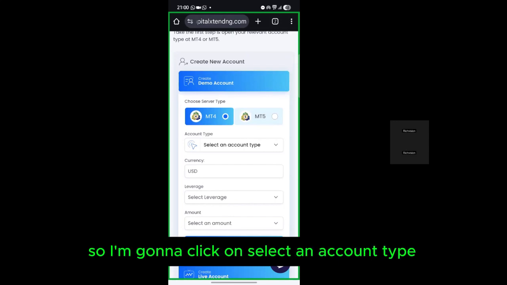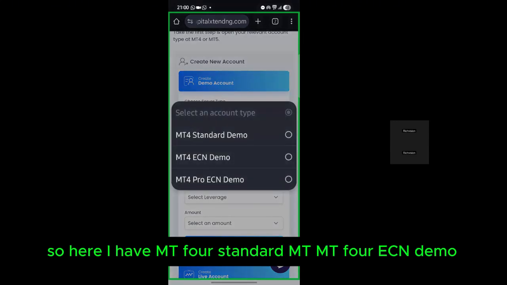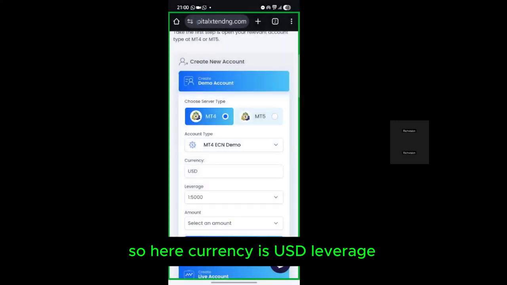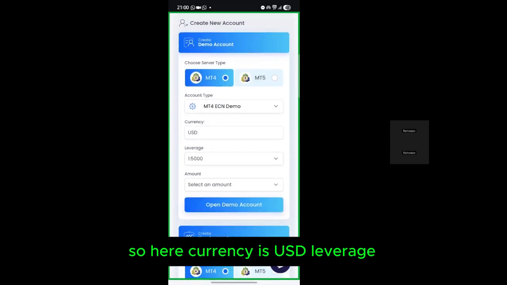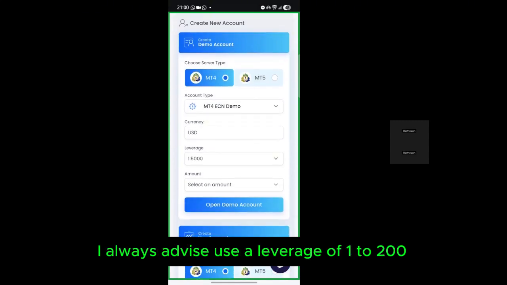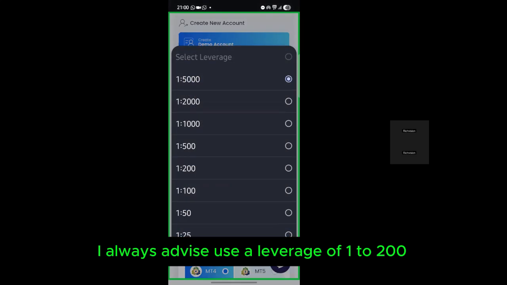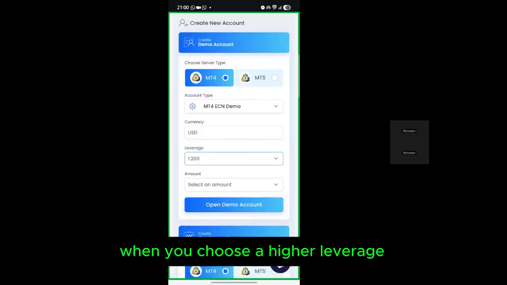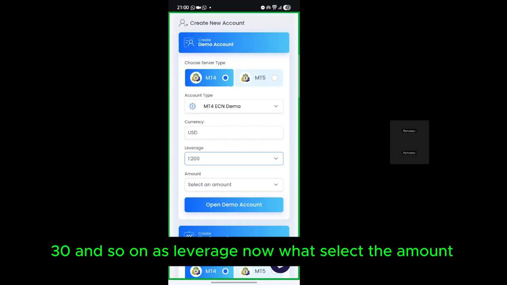So I'm going to click on select an account type. Here I have MT4 Standard, MT4 ECN Demo. This is a demo account anyway. Currency is USD. Leverage, I always advise, use a leverage of 1 to 200. When you choose a higher leverage, you risk your money the more. In fact, in some advanced countries, they don't allow more than 50, 30, and so on as leverage.